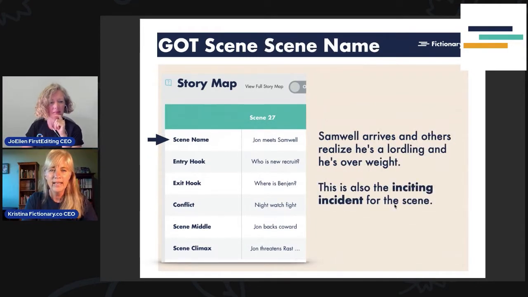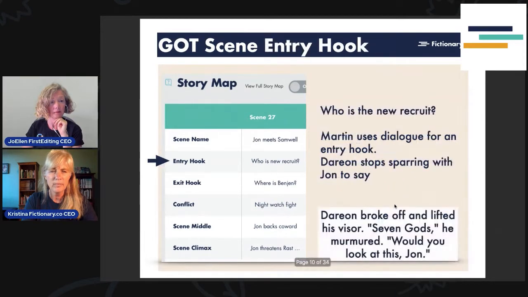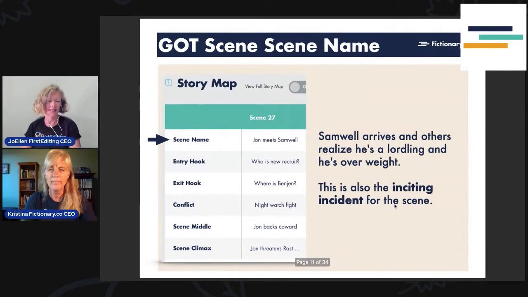Okay. Then we get to the scene name. And so after the hook, Samuel, he's there, and the others realize that he's a lordling and he's overweight, and they're not being very nice about it.